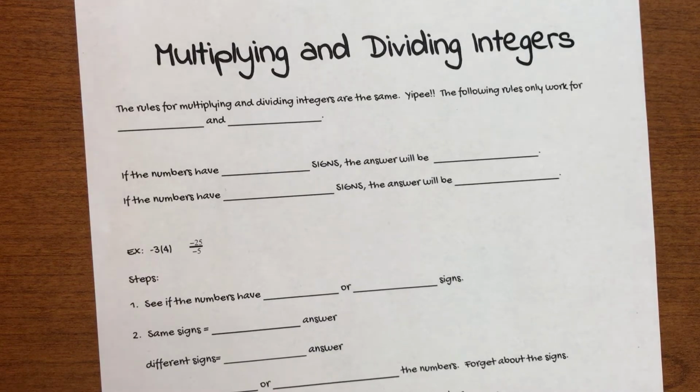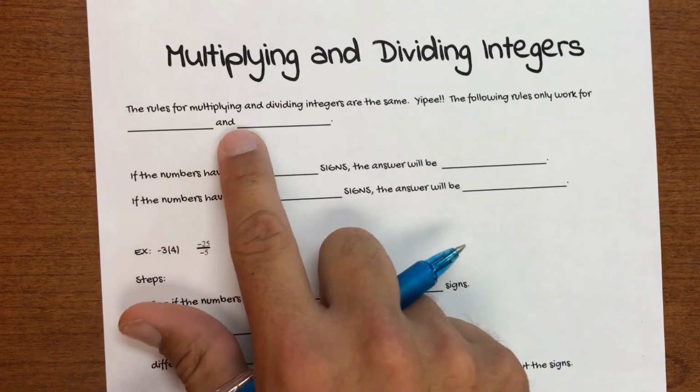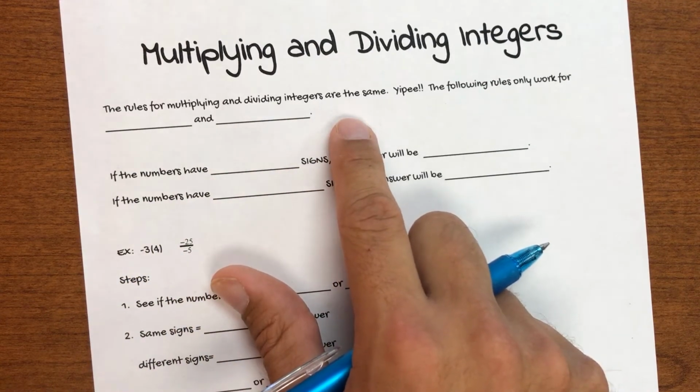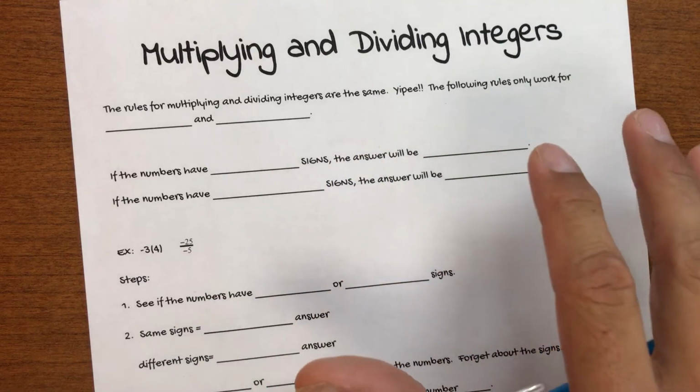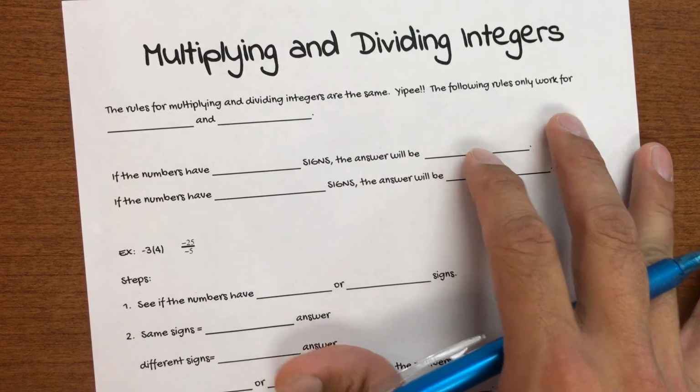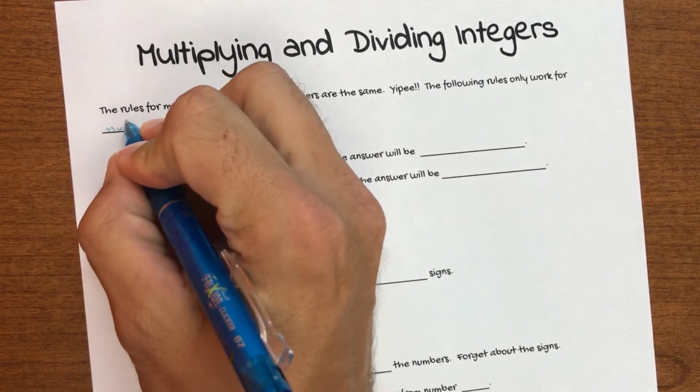And really, everything that you've learned in the past is still true about multiplying and dividing. The only difference is now sometimes we have negative numbers, so we have to add a couple of rules to deal with those negative numbers. The nice thing about multiplying and dividing is that the rules for multiplying and dividing integers are the same. It doesn't matter if I'm multiplying, it doesn't matter if I'm dividing. The rule's the same.